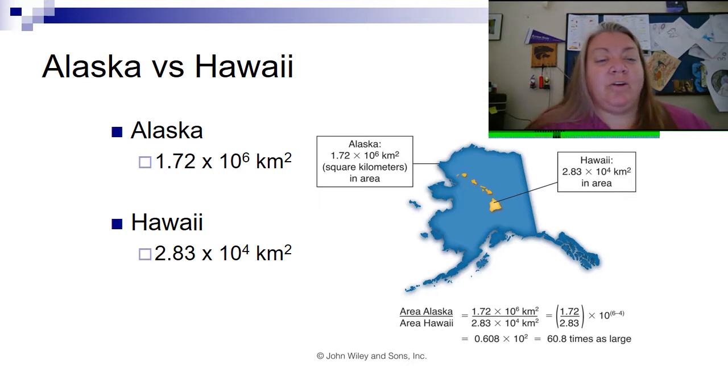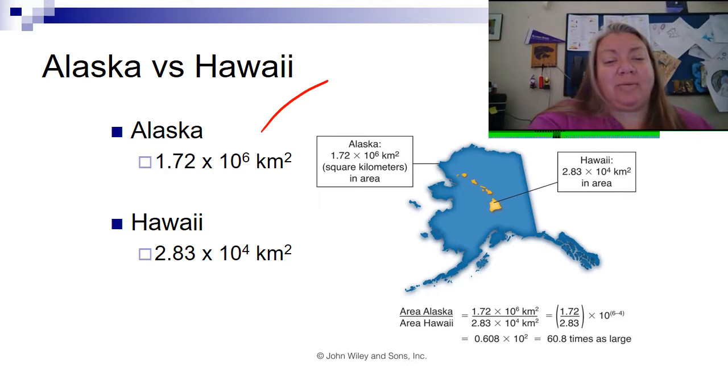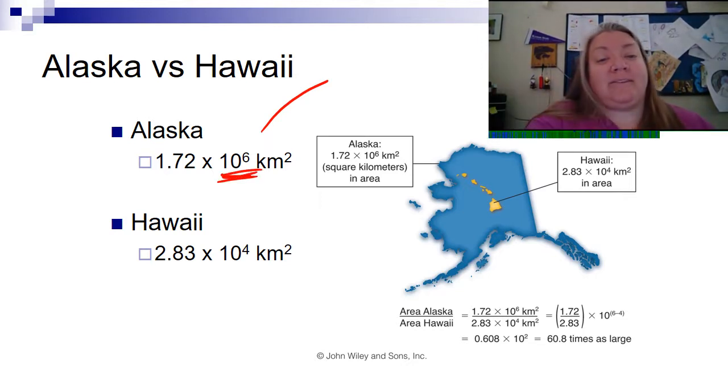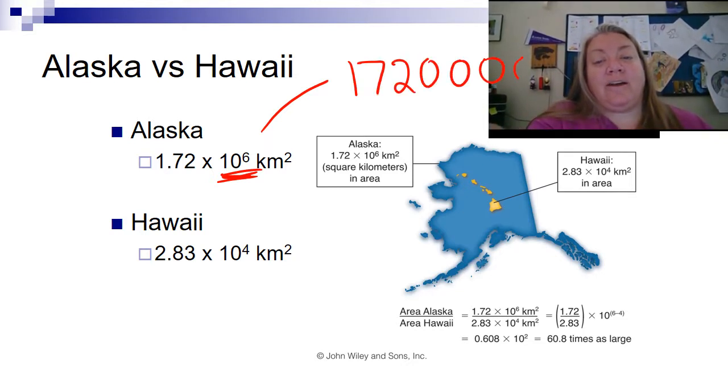squared. Well, some people won't actually look at the exponent. They'll just look at the 1.72 versus 2.83 and say, oh my goodness, Hawaii is bigger. Well, we know that's not true. So those exponents really give you an indication of the size of that number. Well, sometimes it's actually kind of nice to write these out longhand. So Alaska, positive 6 for that exponent. We're going to move the decimal 6 places. 1, 2, 3, 4, 5, 6.